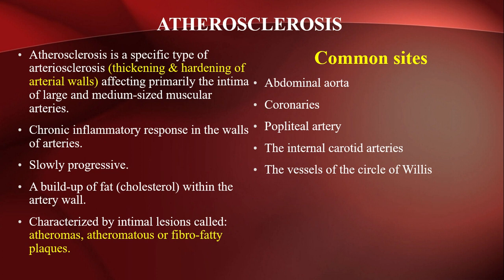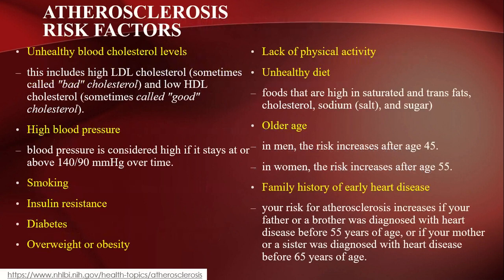The common sites of atherosclerosis are the abdominal aorta, coronaries, popliteal artery, the internal carotid arteries, and the vessels of the circle of Willis, where the laminar flow of the blood changes to turbulent flow in places where the blood vessels branch into other vessels.